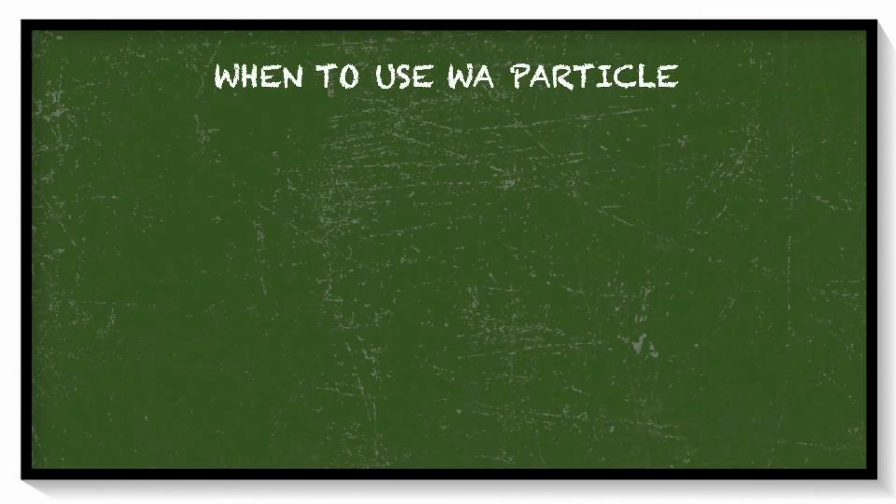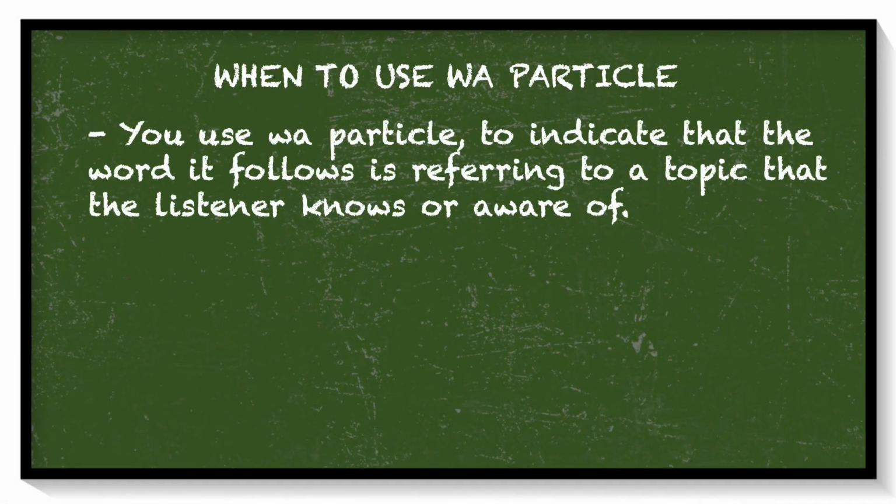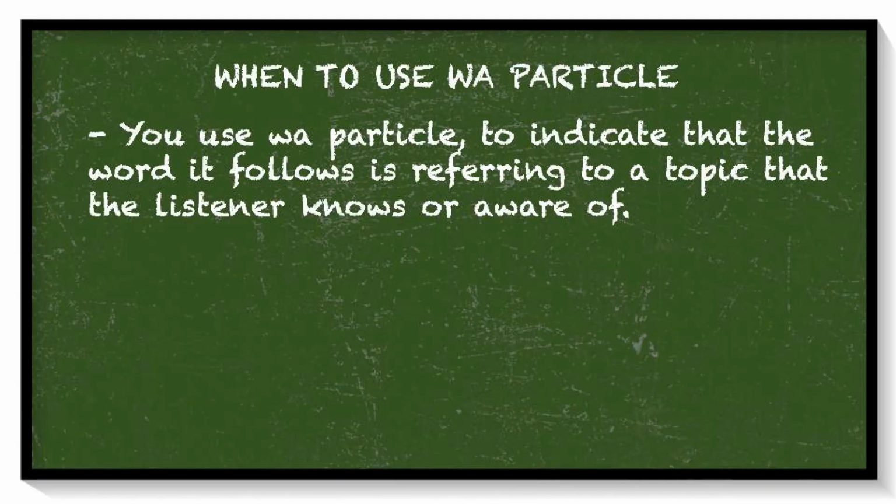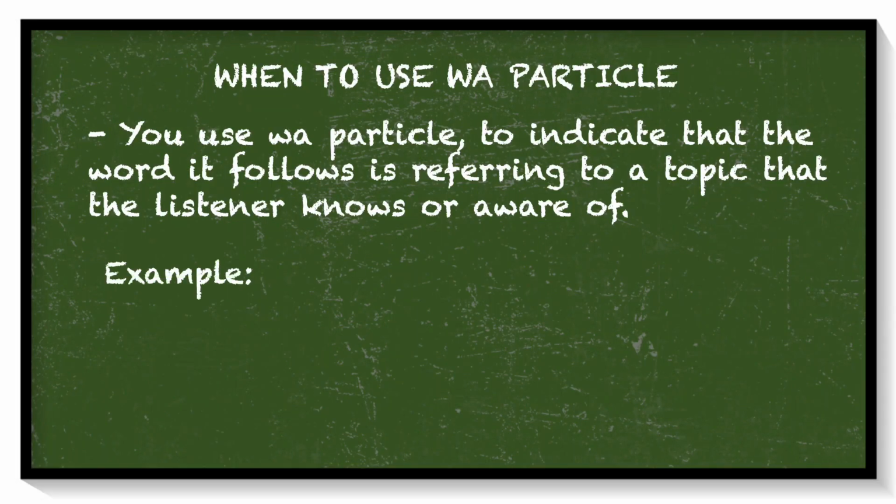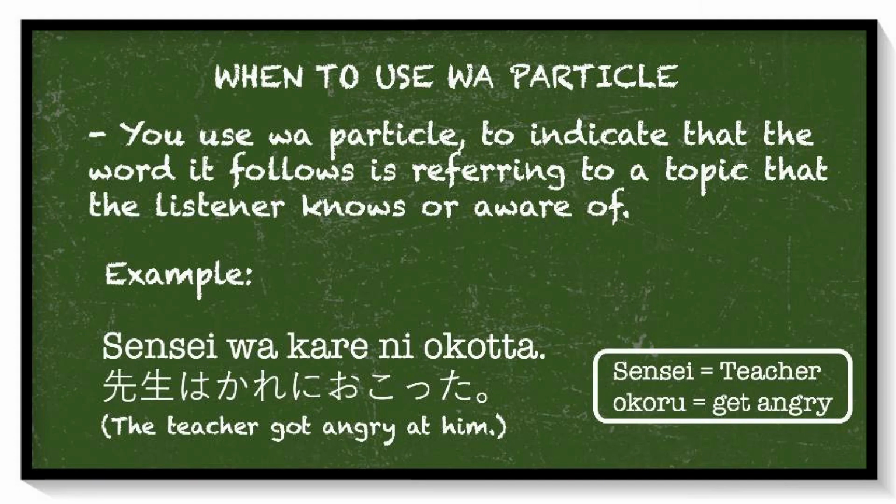When to use wa particle. You use wa particle to indicate that the item it follows is referring to a topic that the listener knows or is aware of. For example, 先生は彼に怒った。 This means that the listener knows which sensei the speaker is referring to.